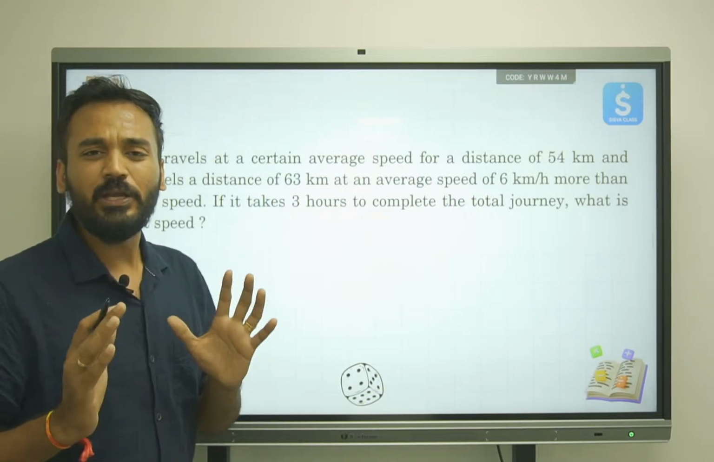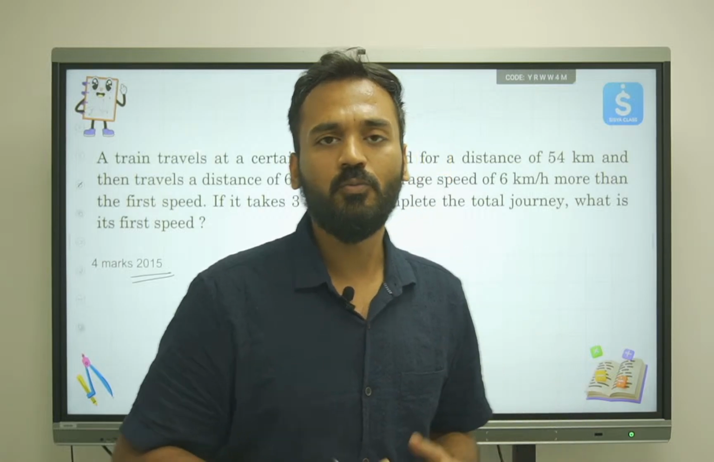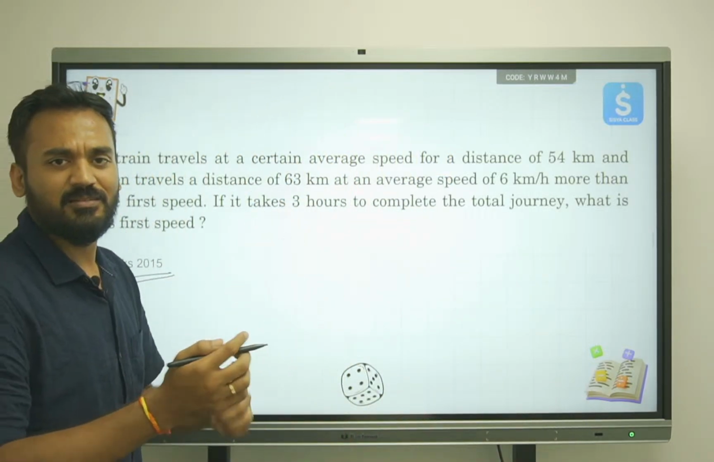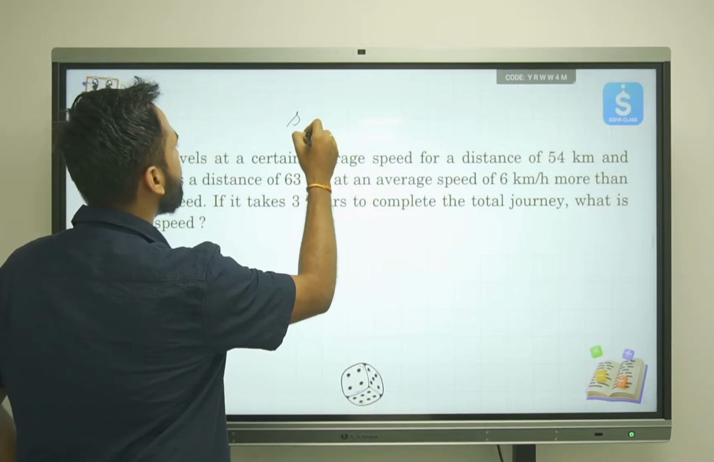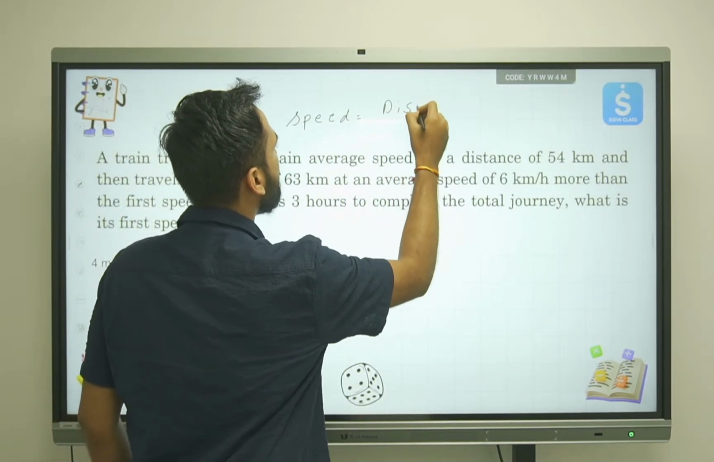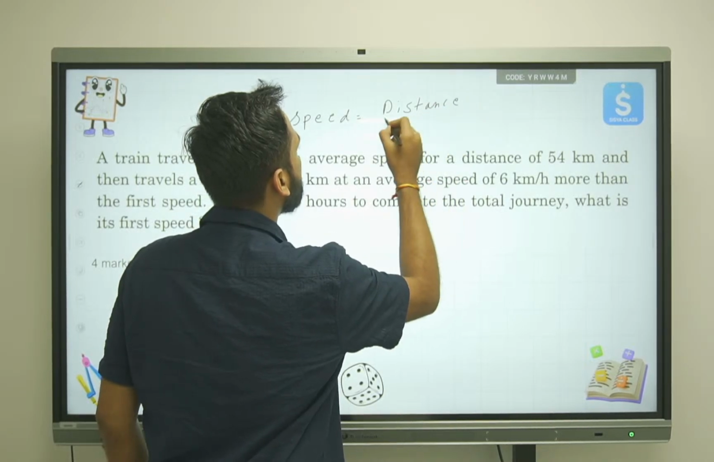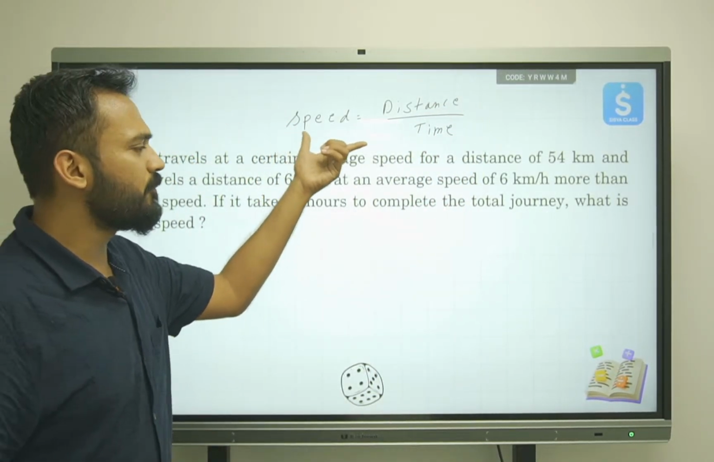So for this, we need to be aware of the relationship between speed, time and distance. So what is the speed, time and distance relation? Let me write it over here. Speed is equal to distance upon time. So this is the relation. Clear? This relation everyone would be aware of from physics.